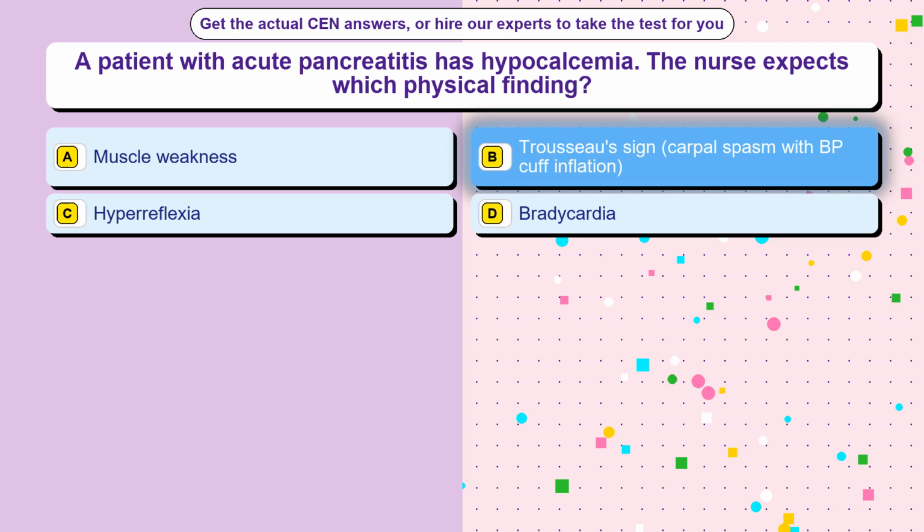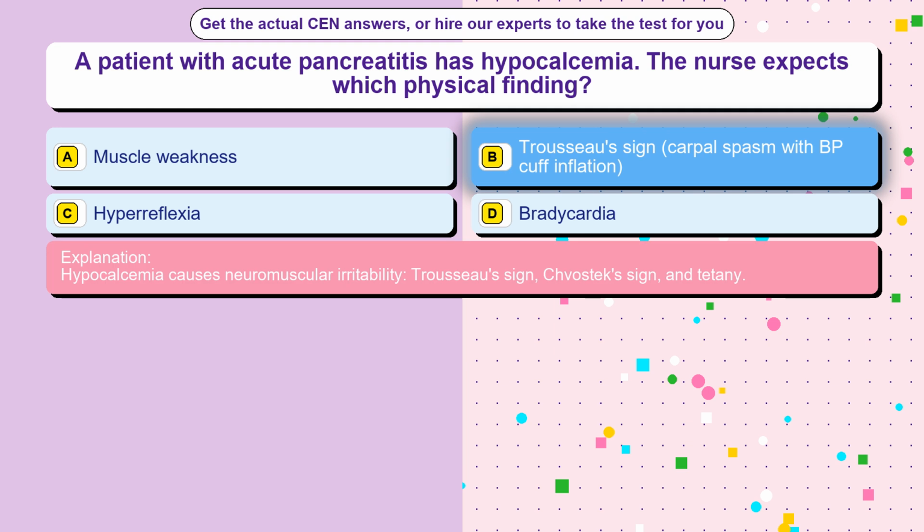The correct answer is option B, Trousseau's sign, carpal spasm with BP cuff inflation. Hypocalcemia causes neuromuscular irritability, Trousseau's sign, Chvostek's sign, and tetany.